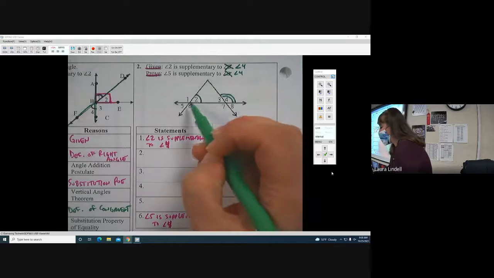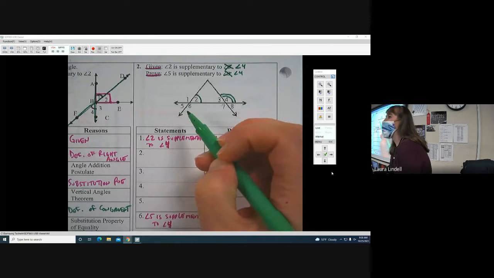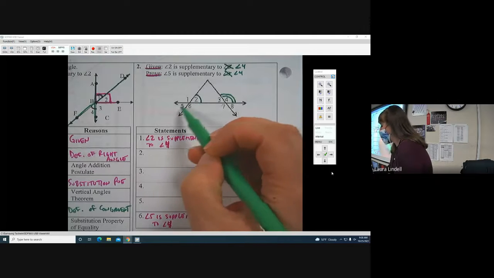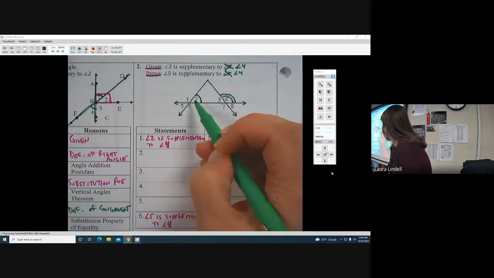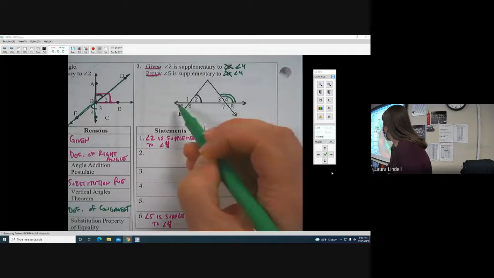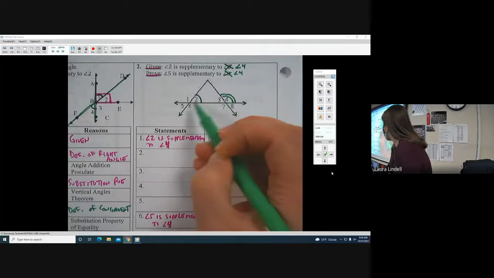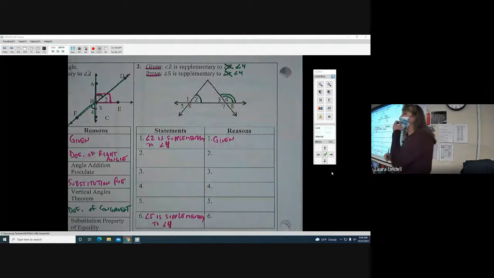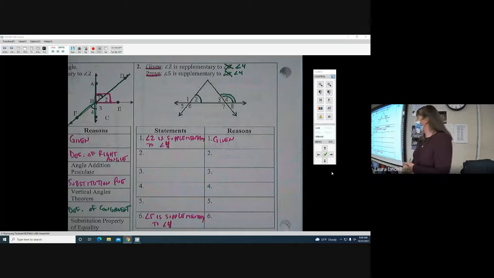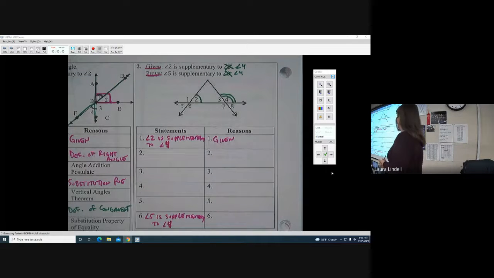What do we notice is the relationship between angle 2 and 5? Javier? They're vertical angles, so they are congruent to each other. So hopefully if 2 is supplementary to 4, then 5 would also be supplementary to 4 since 5 and 2 are the same. So that's kind of where we are headed in this proof. So let's get started here.